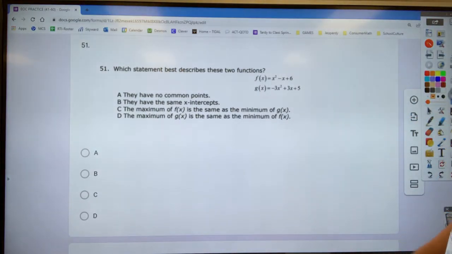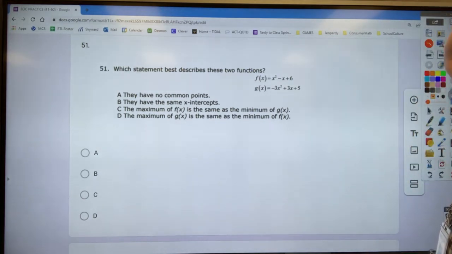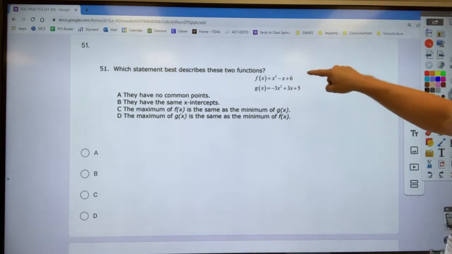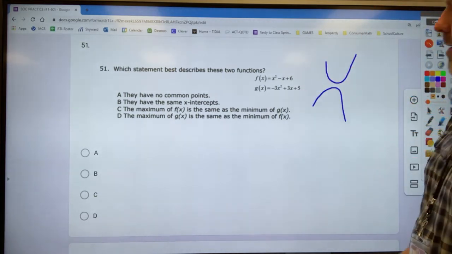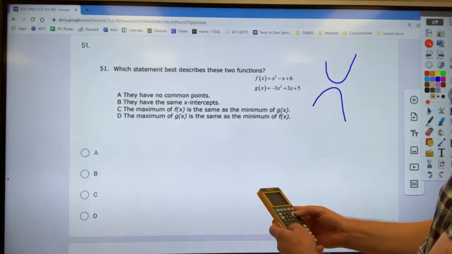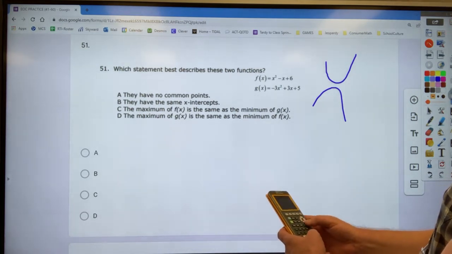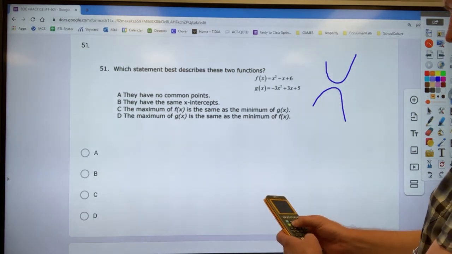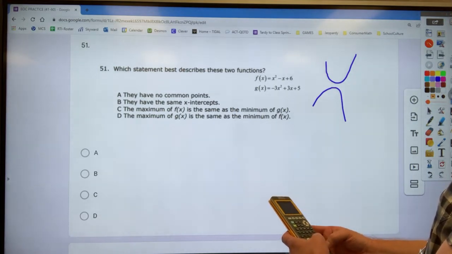I know. So which statement best describes these functions? They have the same x-intercepts. The maximum is the same as the minimum of that. So this one goes this way, and this one goes this way. But I don't know exactly what they look like, so I'm just going to graph them both. x squared minus x plus 6 and minus 3x squared plus 3x plus 5.